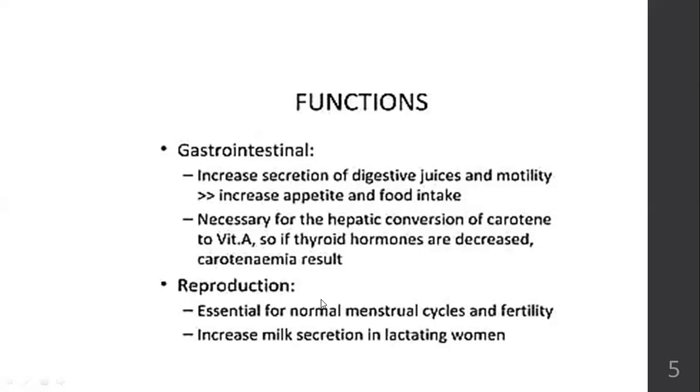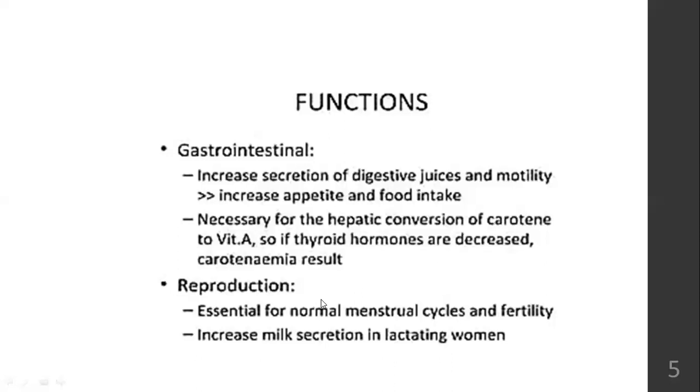Okay. So if thyroid hormones are decreased, you are eating vitamin A rich food, you are having carotene rich food, but there is nothing in your liver that can do this conversion. Where will the carotene go? They will stay in your blood. And that's how you get carotenemia. Carotenemia. Too much carotene in your blood. Because these carotenes are not being converted into vitamin A and stored in the liver.